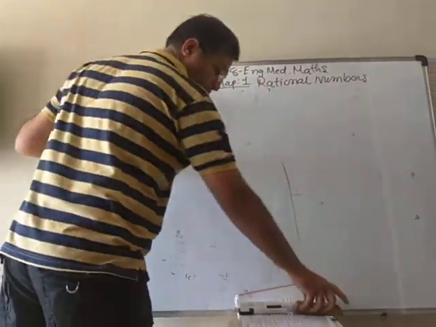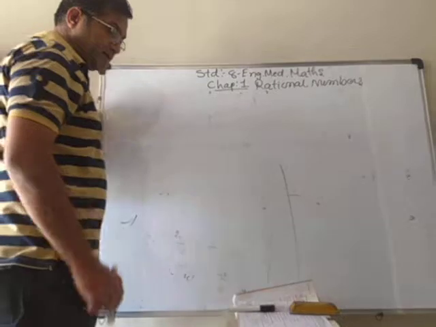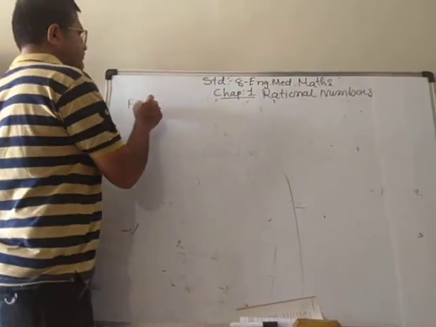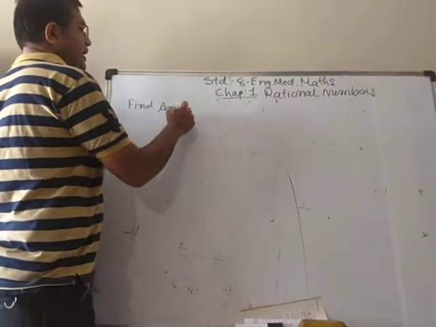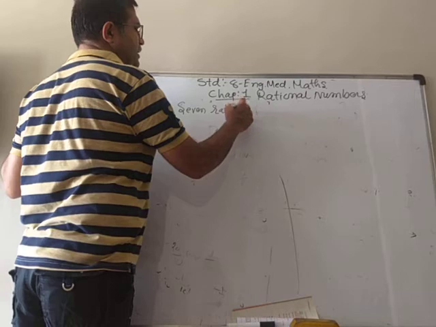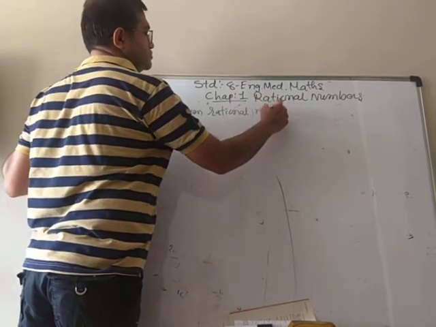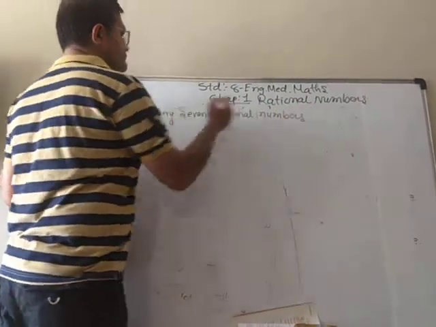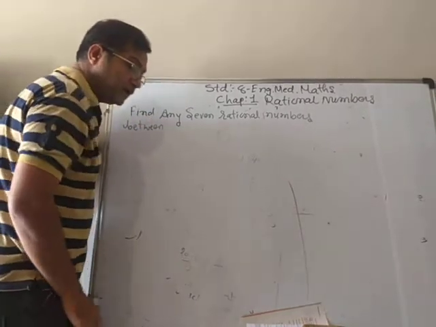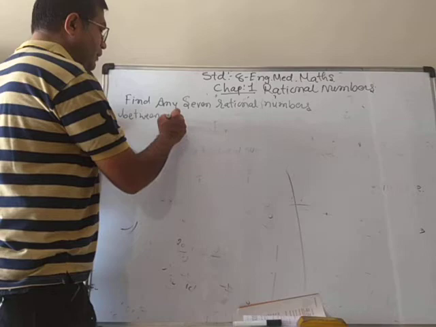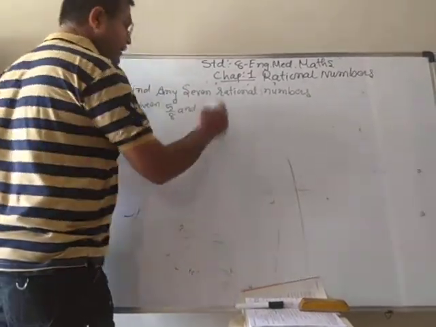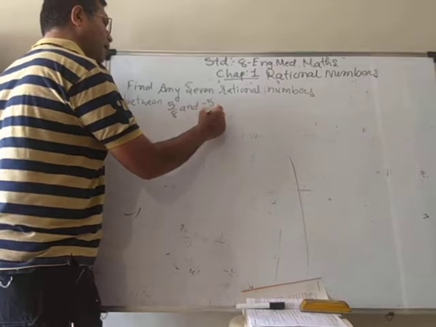We will take another example. Find any 7 rational numbers between 5 upon 8 and -5 upon 6.